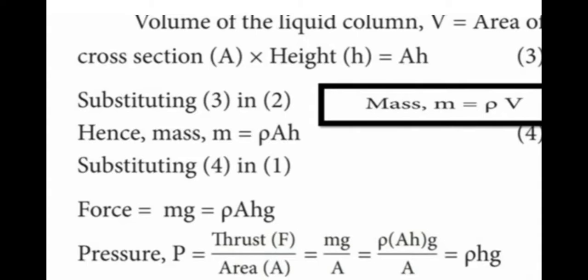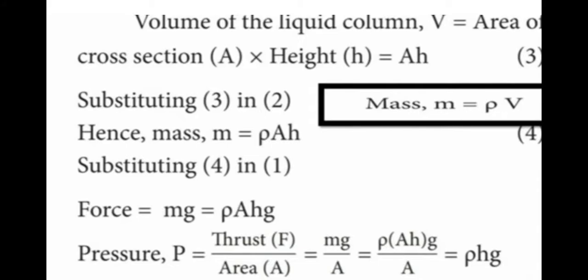Now substituting 3 into the second equation, M is equal to rho V, hence mass is equal to rho Ah. This is equation number 4. Now substituting equation 4 in 1, you already know that force is equal to mg. Substituting the fourth one, force is equal to mg, that is rho Ahg.